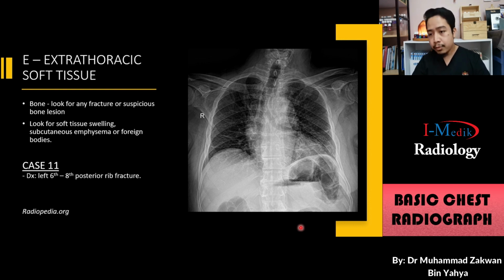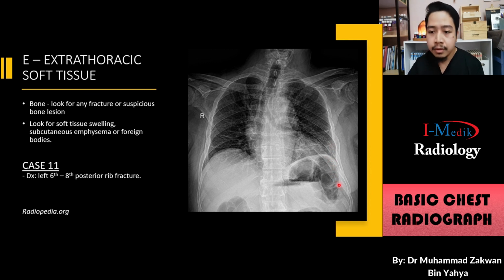Case number 11. We can see we outline every single rib here: the first, second, third, fourth, fifth, sixth. There is cortical deformity, there is a break here, there is a fracture. 6, 7, 8. There is a left 6th to 8th posterior rib fracture here. We need to assess the extrathoracic structures like bone or soft tissue.